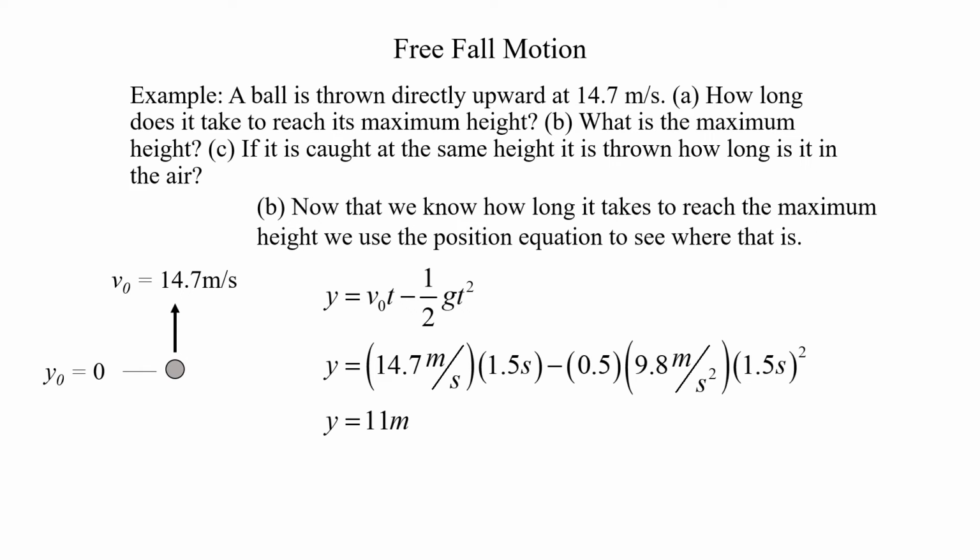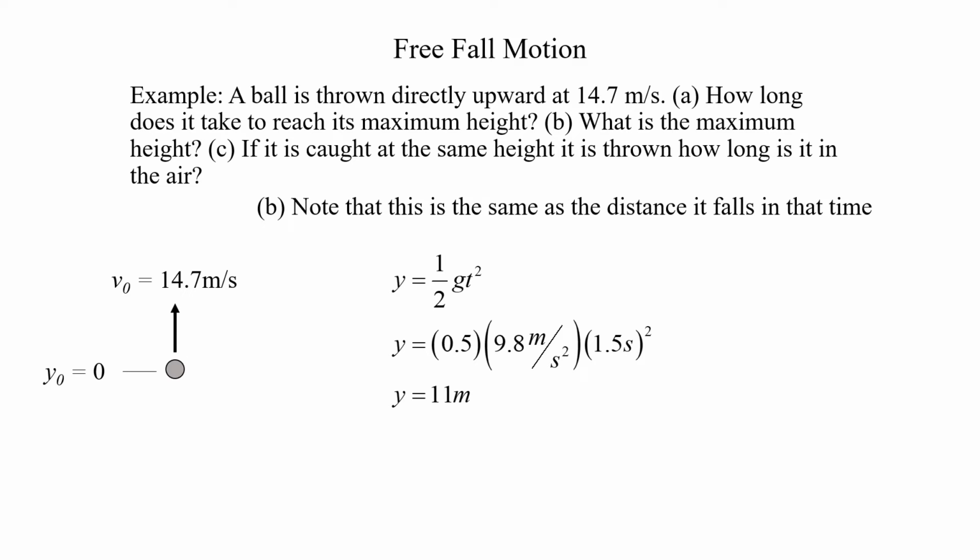Now, part B, we want to know what is the maximum height? Well, now we know the time it takes to reach the maximum height. So now we just write our position as a function of time. And our initial position we're calling 0. So y equals v naught t minus 1/2 gt squared. So we get 14.7 meters per second for the v naught times the time, 1.5 seconds, minus the 1/2, the g, and the time squared. And that reduces to 11 meters.